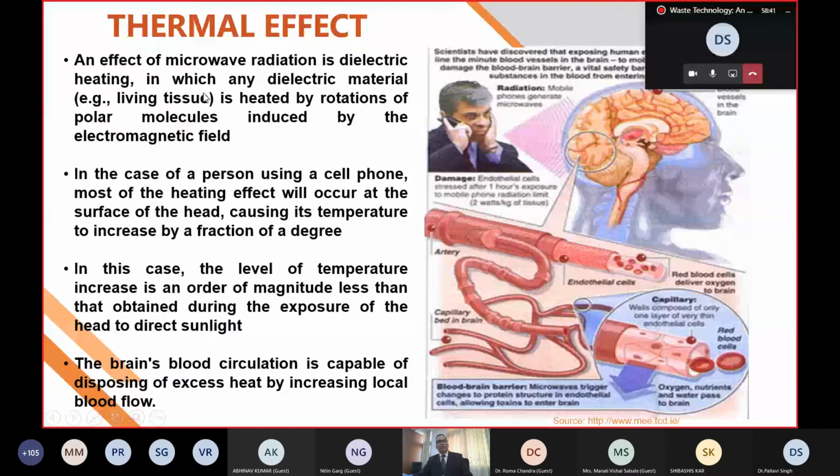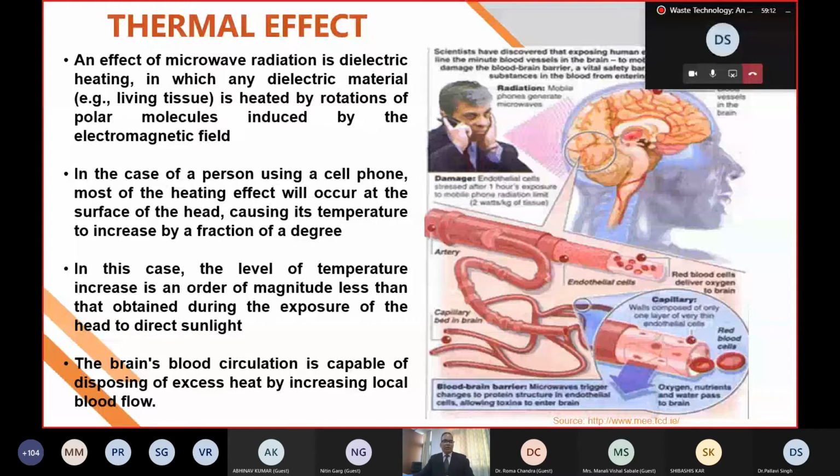In the case of a person using a cell phone, most of the heating will occur at the surface of the head, meaning nearby the ear. That is why hearing impairment is more common in chronic users of mobile phones.